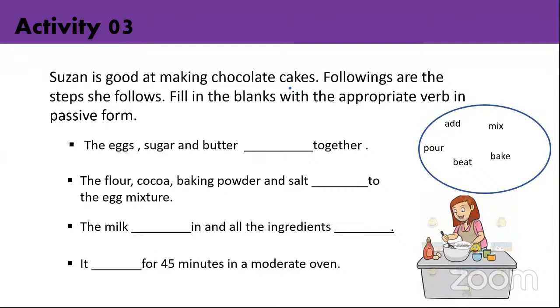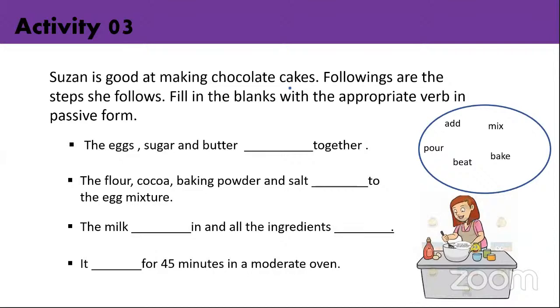Okay, let's see. Susan is good at making chocolate cakes. Following are the steps she follows. Fill in the blanks with the appropriate verb in passive form. So what are the words given in that circle? Add, mix, pour, beat, bake. Okay. I think you know the meanings of these verbs.